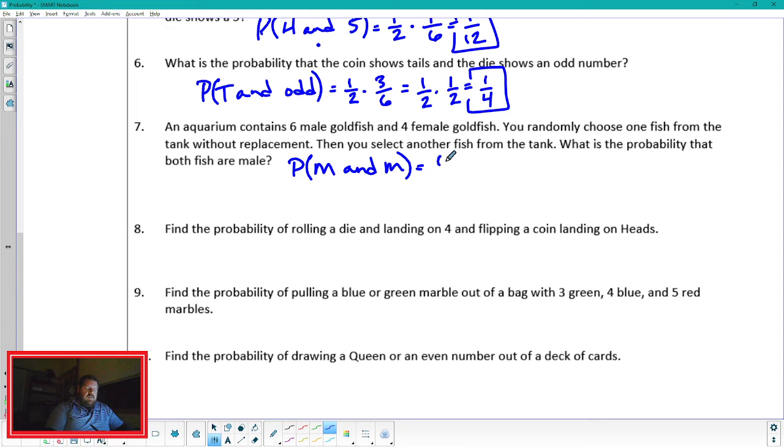So on the first one, there's a 6 out of 10 chance to pick one of the 6 male goldfish out of all 10 that are there. Now, once that one is gone, there's no longer 10 goldfish, and there's no longer 6 male goldfish. There's only 5 male goldfish and 9 total. 6 times 5 is 30. 10 times 9 is 90, and that reduces to 1/3.